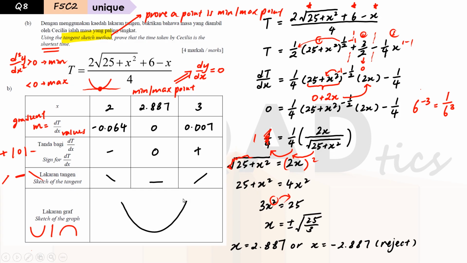Alright, so smiley face, what does this mean? Is this a minimum point or a maximum point? Alright, so again, because it's a smiley face, this is the minimum point. And we have proven that this equation provides the shortest time for Cecilia.